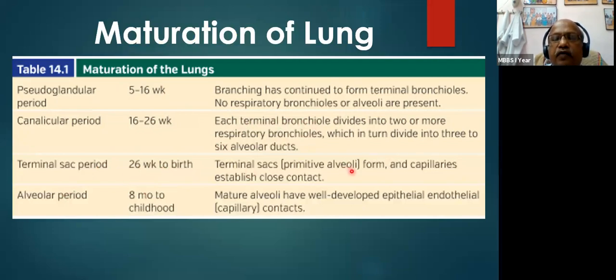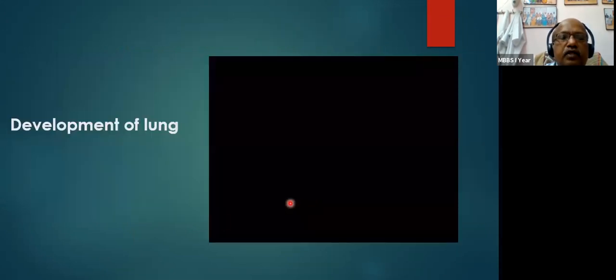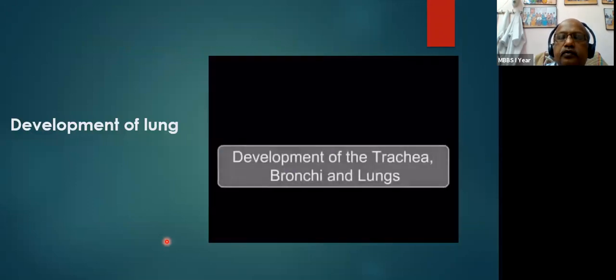So you'll have formation of your alveoli, but it will be in primitive form. In the alveolar period, from the 8th month to childhood, you will have the final maturation of your lung. You will have formation of more and more alveoli, and a well-defined blood-air barrier will be formed by that time. That is the maturation of the lung.